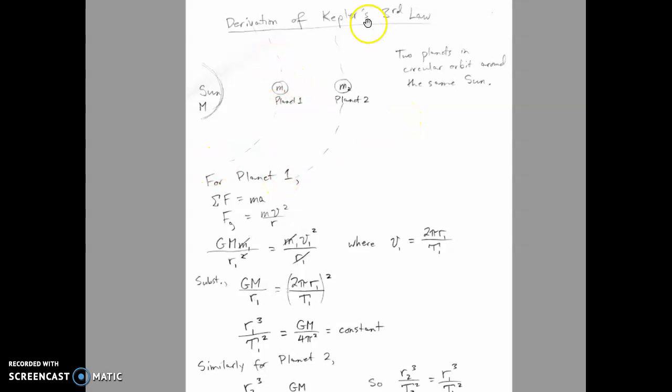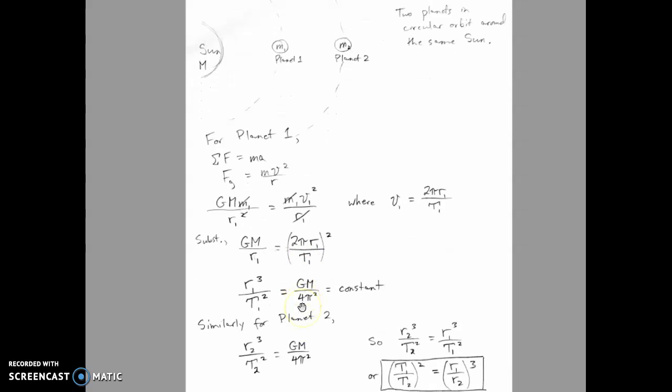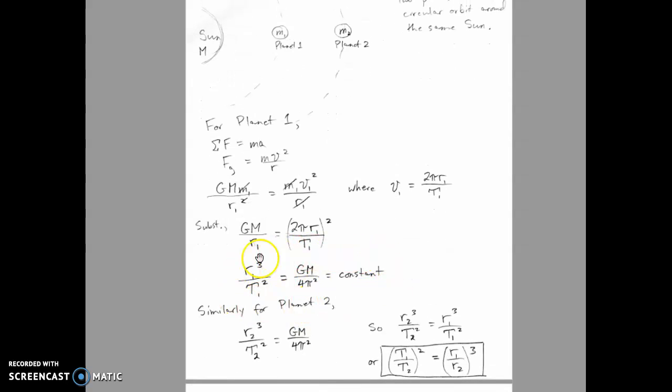So you have two planets in circular orbits, so you can write this equation for circular motion. This should look familiar to you by now. Some things cancel out. And we also know that velocity is circumference over period. Make that substitution. You should be able to do this yourself. And then you get this equation here, which says that the radius of planet 1 cubed divided by the period of planet 1 squared is a constant.